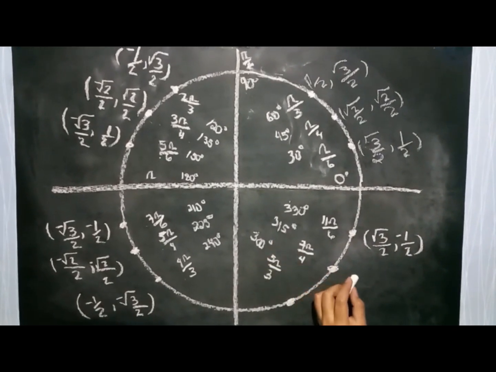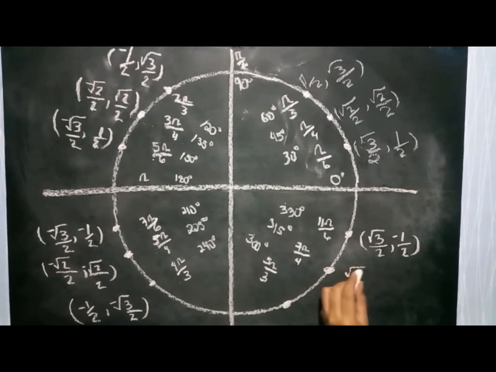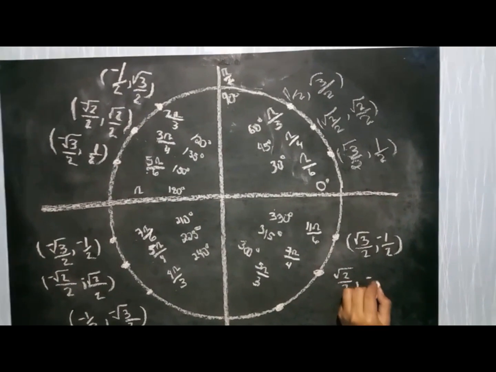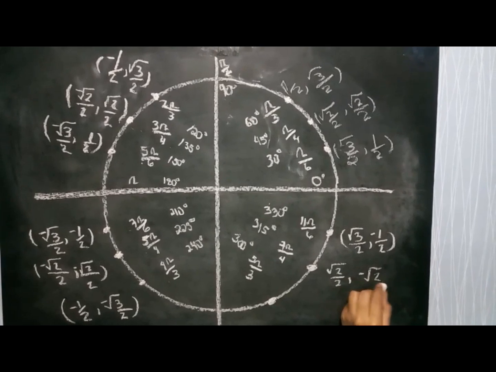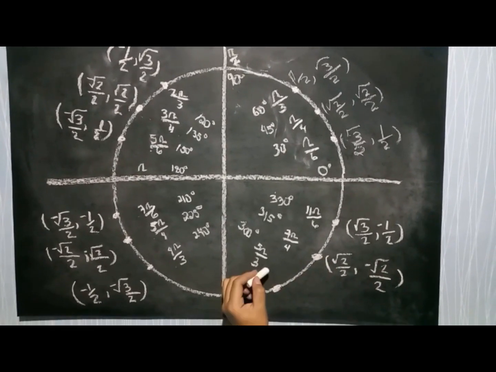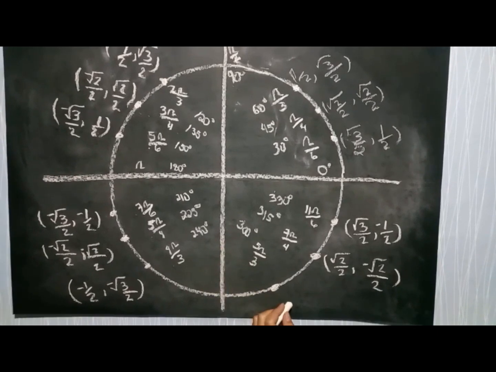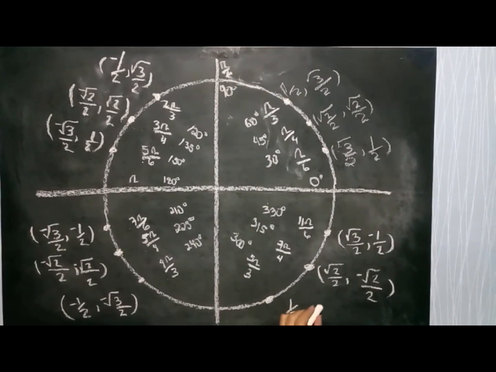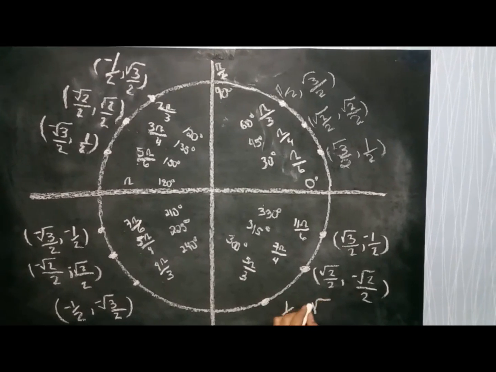The x and y coordinates of 315 degrees and 7 pi over 4 is square root of 2 over 2 and negative square root of 2 over 2. The x and y coordinates of 300 degrees and 5 pi over 3 is 1 over 2 and negative square root of 3 over 2.